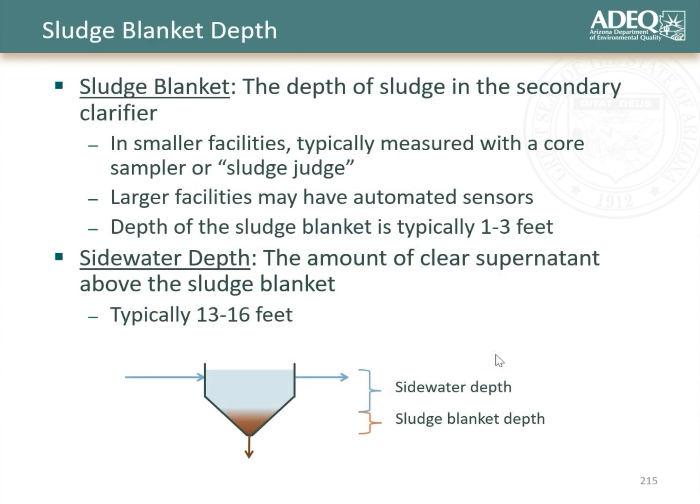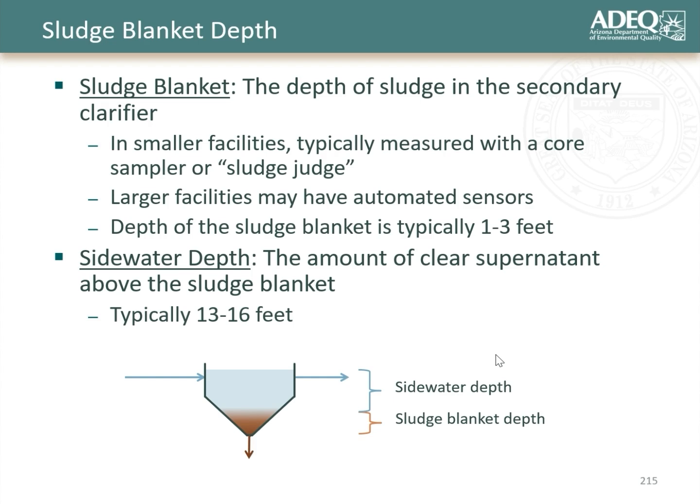So sludge blanket is also another very important parameter to think about. The sludge blanket is the depth of sludge in a secondary clarifier. That's how thick of a mat of settled sludge you have at the bottom of your clarifier. And this is ultimately controlled based upon your RAS rate for your system here. In smaller systems, you can sometimes use what's called a sludge judge to measure the depth of that.